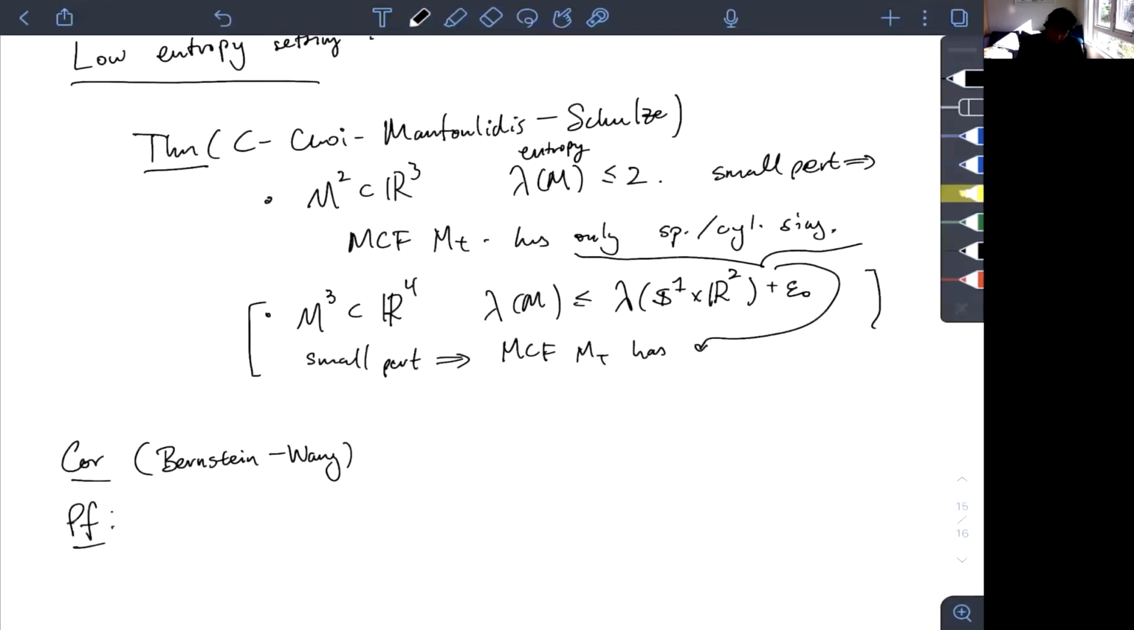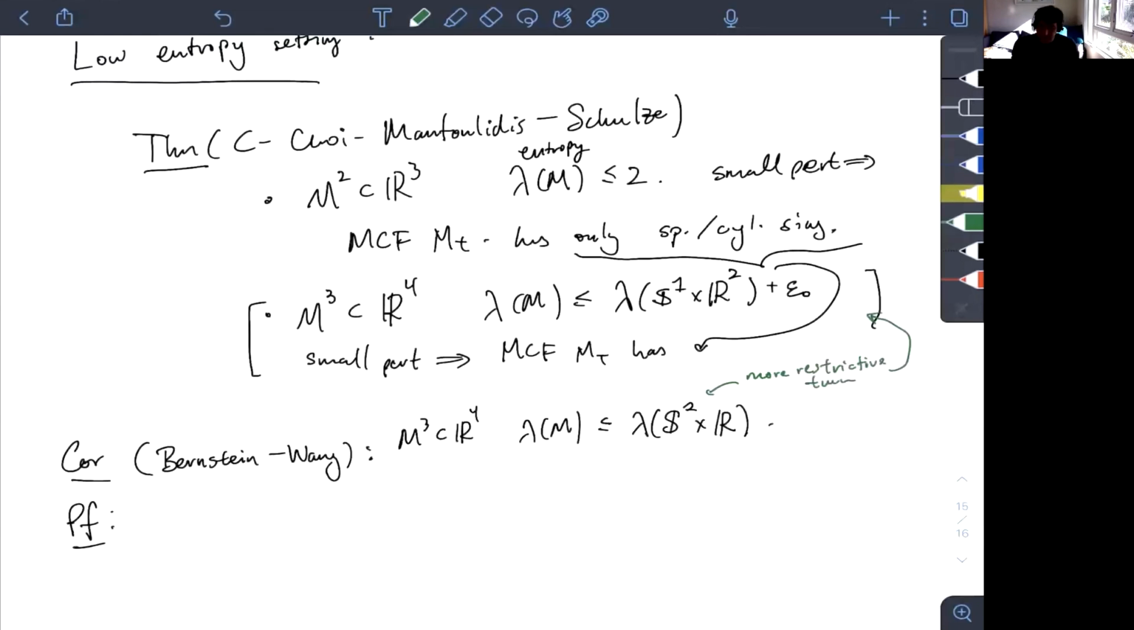Oh, I didn't state the corollary. So M3 in R4, lambda of M less than or equal to lambda of S2 cross R, right? And so this is more restrictive than this statement, right? The S2 cross R has smaller entropy than the bubble sheet, and so this is a smaller set of M's. Then M is isotopic to S3, so the round sphere, right?